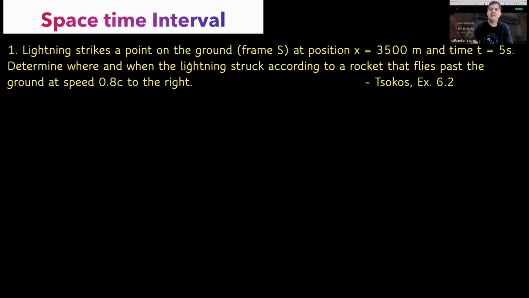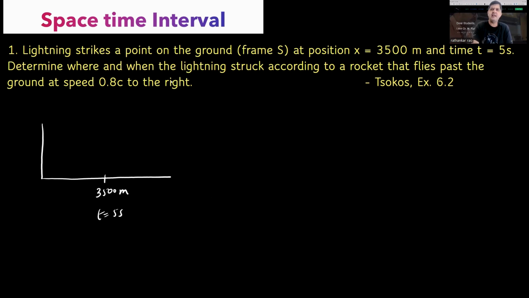Lightning strikes a point on the ground frame S at position x equal to 3500 meters and time t equal to 5 seconds. So let me write down the coordinate system first. At x, this is your 3500 meters. It strikes at t equal to 5 seconds.